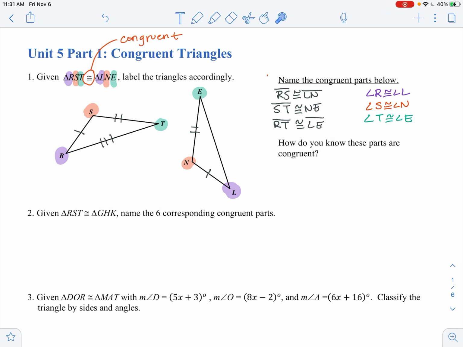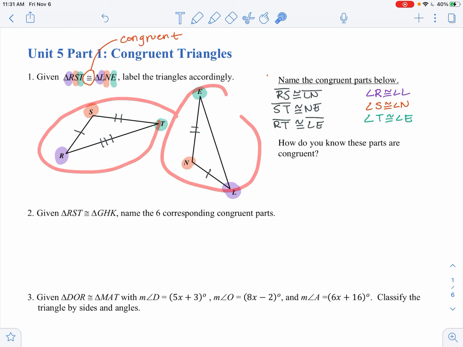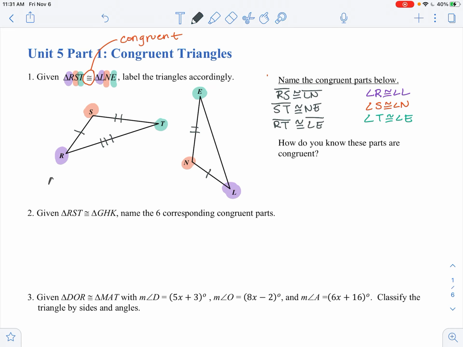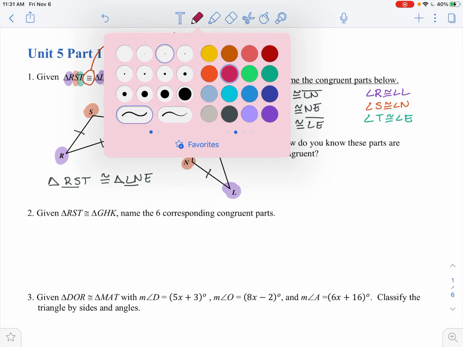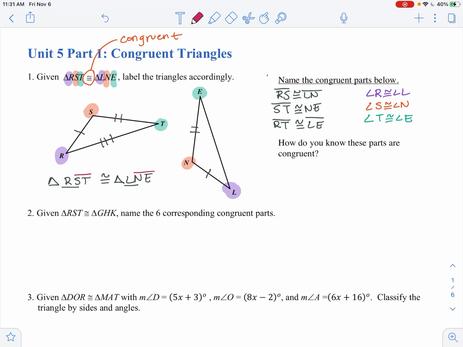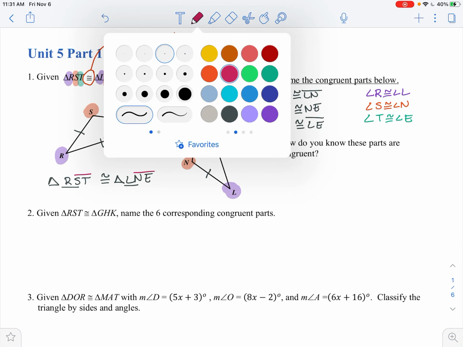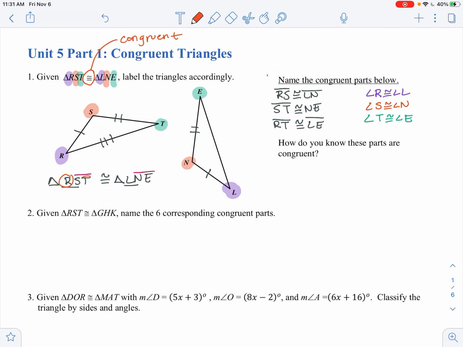And like I said, I can pull this from the diagram by looking at my color labels, or I can take this congruence statement, triangle RST is congruent to triangle LNE, and I can go in order. RS to LN, ST to NE, and then also we have R to T and L to E, right? So I can do it either by following the order of my congruence statement or by the color coding that I did. So that's how I know these parts are congruent.